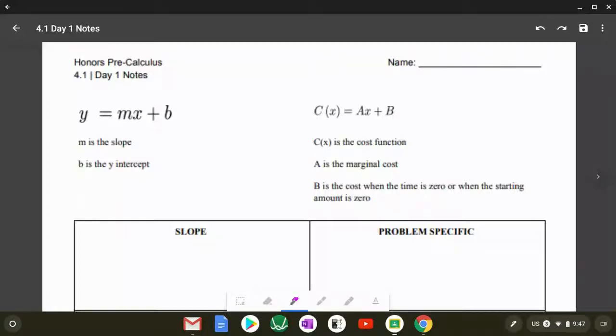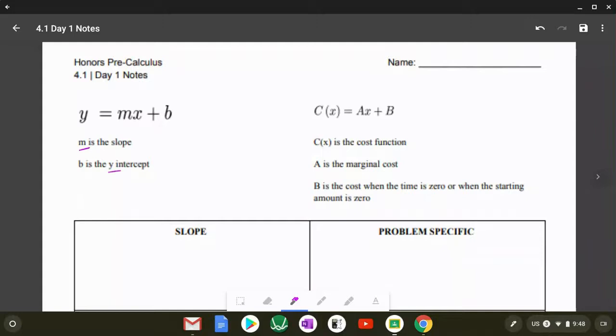All right, so today we're starting chapter 4, day 1, which is linear functions. If we look at the top of the page, you're going to notice a familiar formula, which is the slope-intercept form. Obviously, the m is the slope in this form, b is the y-intercept, but what we're going to notice in our honors pre-calc class here, there's going to be a lot more applications in using word problems to create equations in linear form or a linear function.